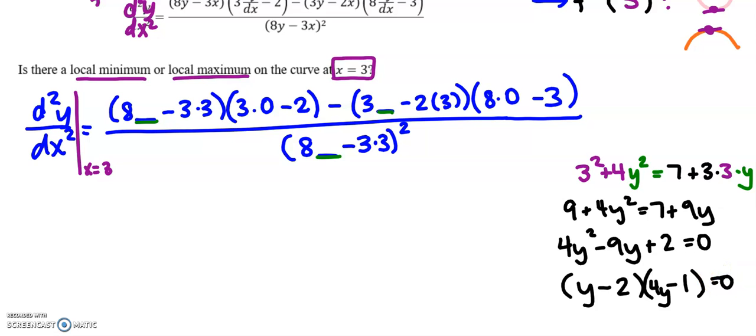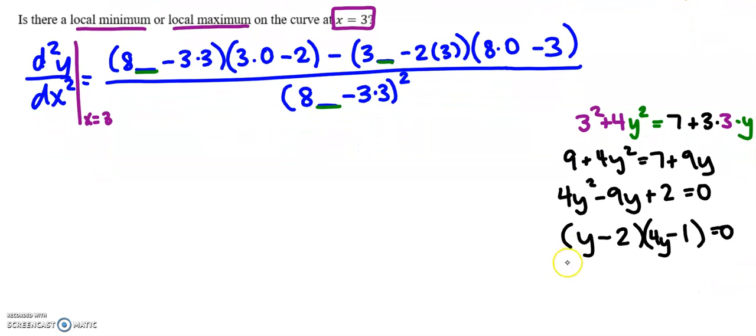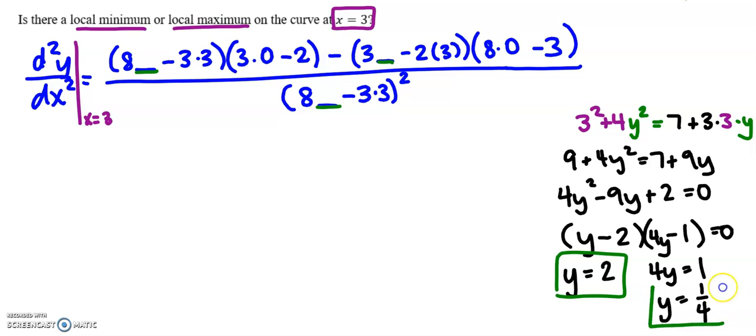You could use the quadratic formula if you wanted. You also could have split the middle term. That's up to you. So I have y equals 2, and I also have 4y equals 1, so y equals 1/4. Wait a second, though. How can I have 2 y's? Okay. Process. Y is 2. Y could also have been 1/4.